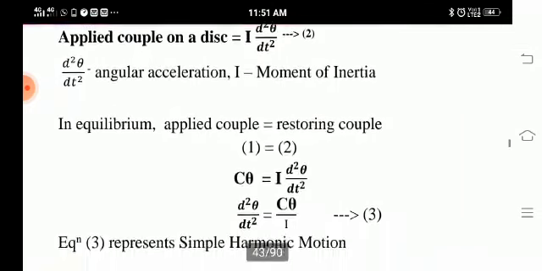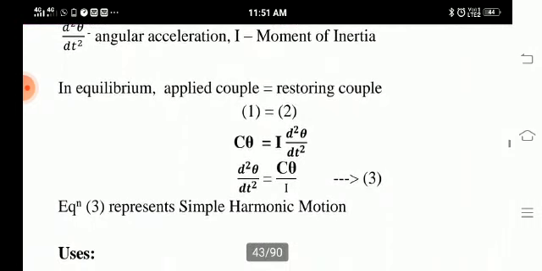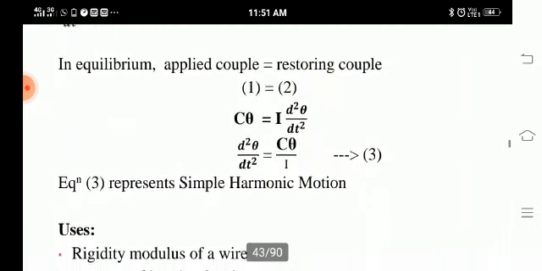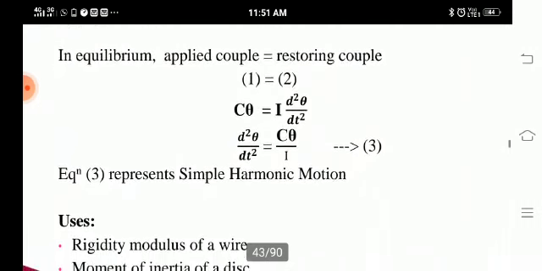Now, the applied couple on the disc is I into d square theta by dt square, where d square theta by dt square is called angular acceleration and I is the moment of inertia. In the case of equilibrium, the applied couple is equal to the restoring couple. So, equating equations 1 and 2, we get d square theta by dt square is equal to C theta divided by I, where equation 3 gives the simple harmonic motion.